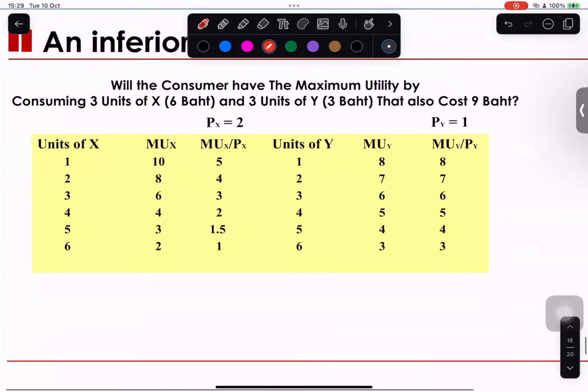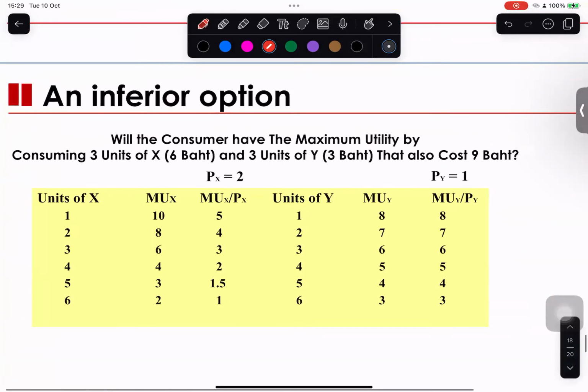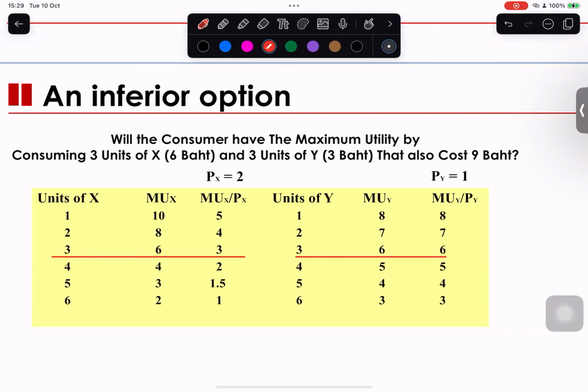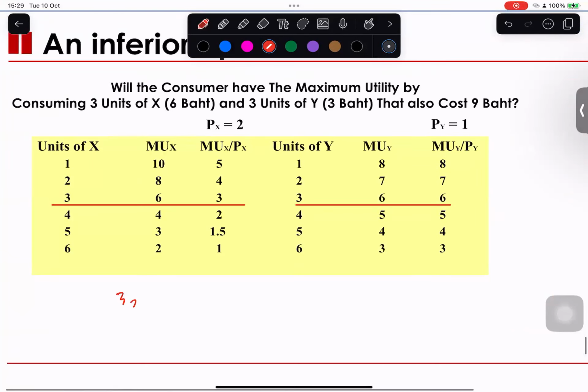I let you see this one first. Stupid choice that we start with. This guy can buy 3x and 3y. But we know that at the beginning, when we used this basket as an example, this one gives TU only 45, short of 3. That basket gives 48. This basket does not obey this rule.